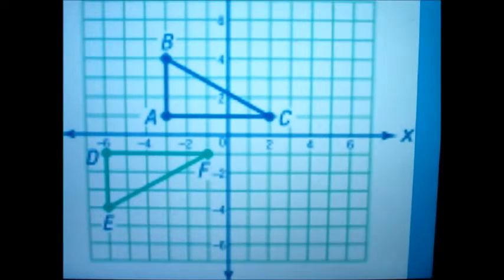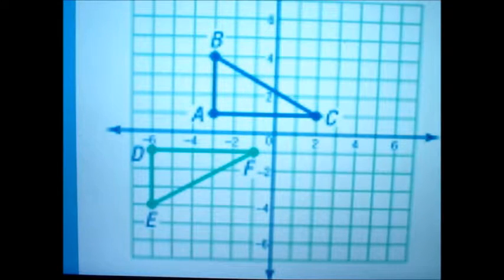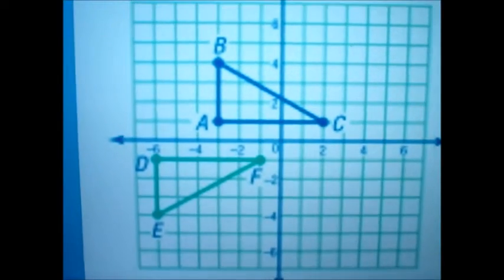DF. Alright. Uh-oh. You said DC. Did I? No, you said AC. Oh, okay. AC is congruent to DF. Just in case I said it wrong. AC is congruent to DF.